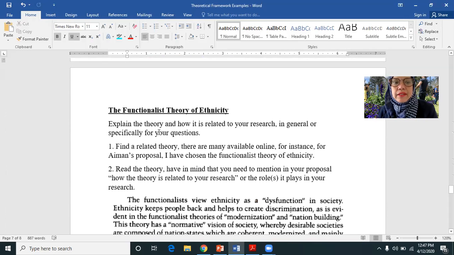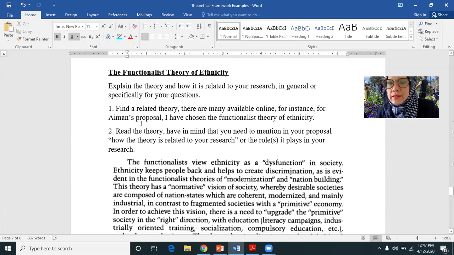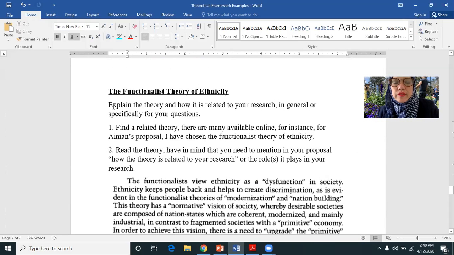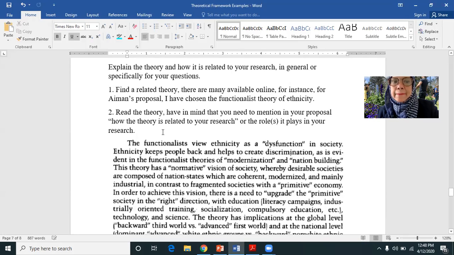All right, then the functionalist theory, I've chosen one theory. Well, first explain the theory and how it is related to your research in general or specifically for a question, okay? First, find a related theory. There are many available online. For instance, for Aiman's proposal, I've chosen the functionalist theory of ethnicity. And then I will read the theory and have in mind that I need to mention in my proposal how the theory is related to my research or what are the roles the theory plays in my research.